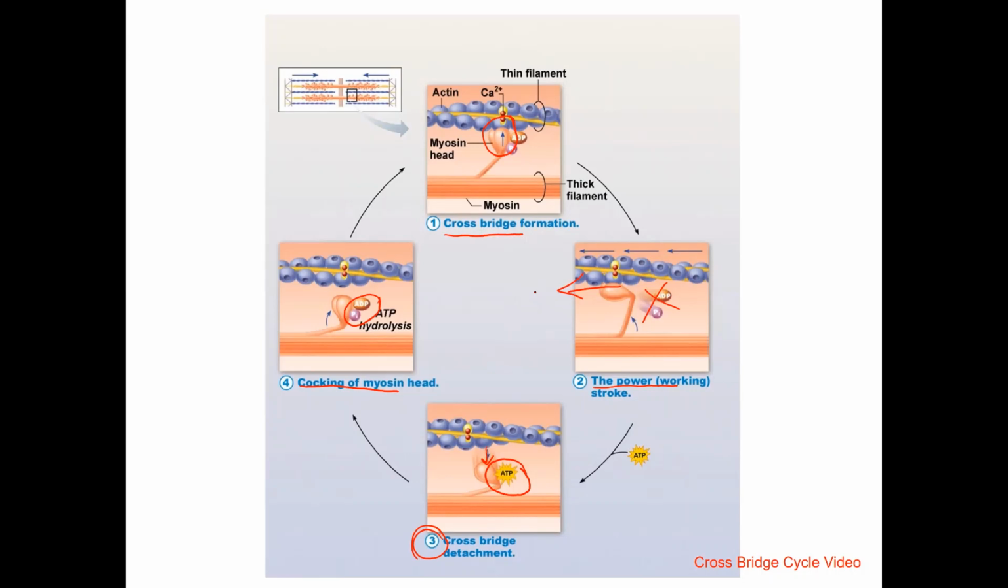To get it to detach, add ATP. It'll detach. To give it energy, break ATP down into ADP and P. It'll cock and form a cross bridge. To do a power stroke, get rid of everything. It'll do a power stroke. So this is a cycle, okay? I'm going to star this slide because you have to know what's happening with ATP here.